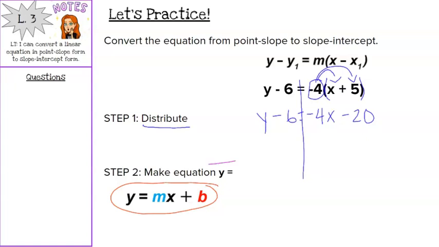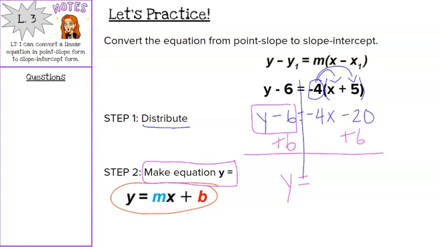Step 2, make the equation y equals. If I look right here, right now it says y minus 6 equals. I want that to just be y equals, which means I need to undo minus 6. I need to get rid of that minus 6. The way to do that is with a plus 6, plus 6 on both sides. And we get y equals negative 4x. And then negative 20 plus 6 is negative 14.